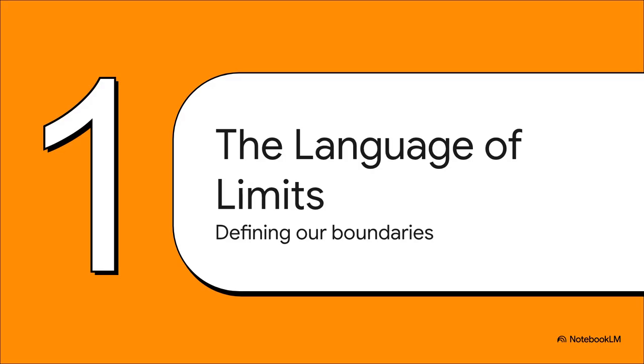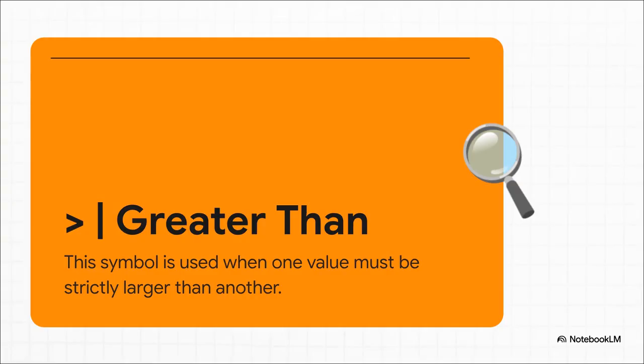Well, it turns out there's a special language for doing just that. And honestly, it's only made up of a few key symbols. This is the language of inequalities, and it's what tells us what's possible and what's allowed. First up, we've got this one, greater than. It's exactly what it sounds like. You use it when one thing has to be bigger than another. Like, to win the grand prize, your score has to be greater than 100. A score of 100 exactly? Sorry, that won't cut it.